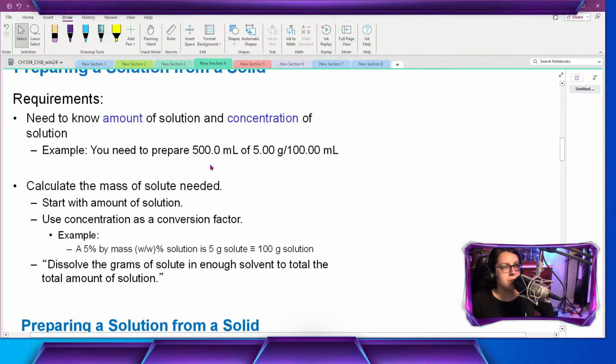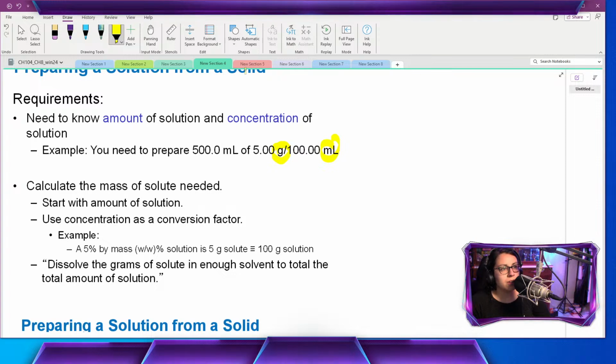It says we need to prepare 500 milliliters of a 5 gram per 100 ml solution. The important thing is to pay attention to the units always, because you never know what they're going to give you your concentration units in. So they actually gave it to us in grams per milliliter. So we have a gram per volume. And again, these units can vary. They could have done grams per liter, but they didn't.